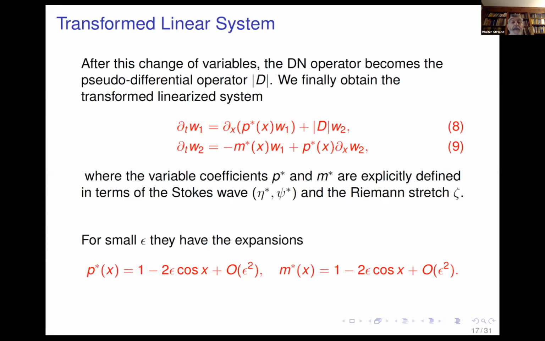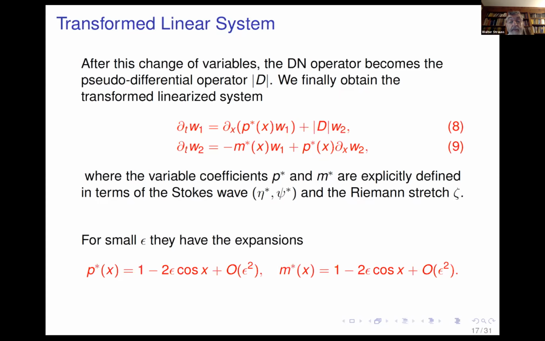So flattening the boundary by conformal mapping. And then it looks like this. And there are two variable coefficients that appear in 3 places, P star and M star, which depend upon the Stokes wave explicitly. That's in the slide, partly in the slides that I skipped very quickly.